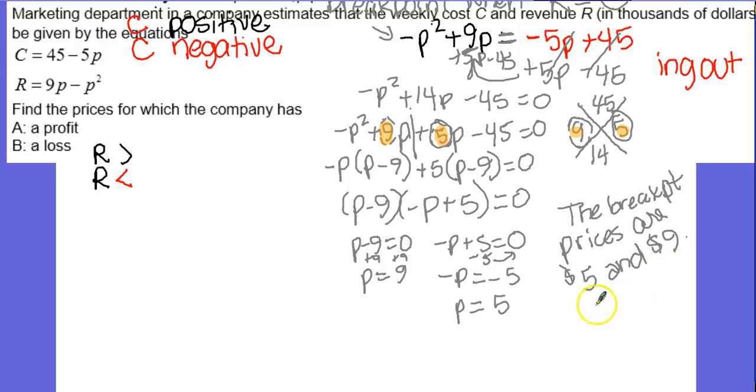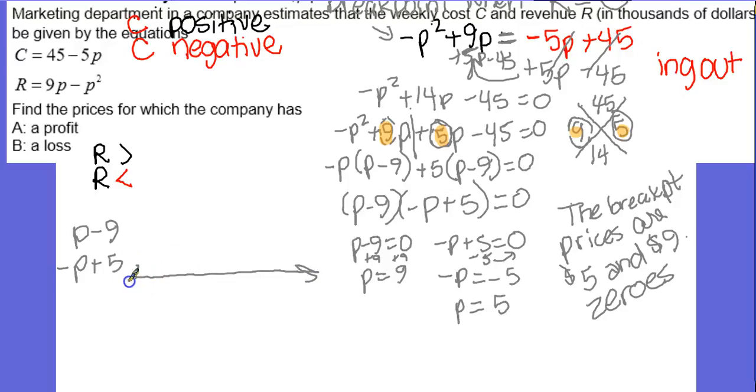Okay, so these are my zeros. That's what they are. So I'm going to take my two quantities over to here, and I'm going to make my sign chart. P minus 9, negative p plus 5, and I'm going to put my zeros in. They are 5 and 9. And then I'm going to see real quick if it'll let me just grab this little part right here.